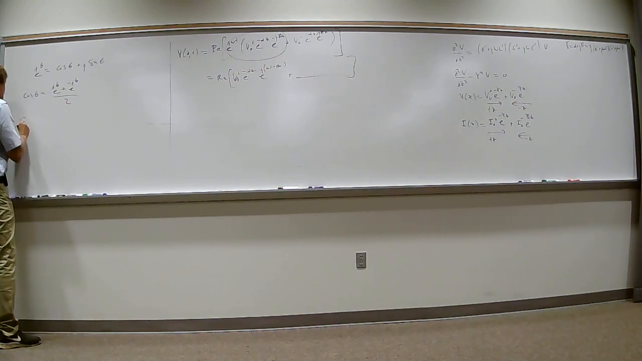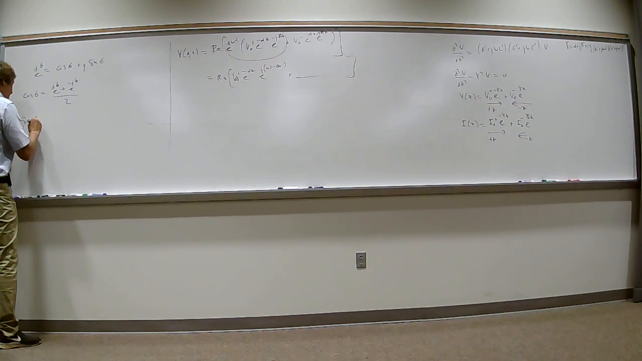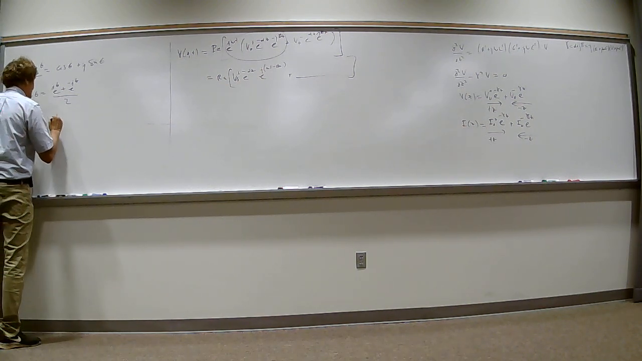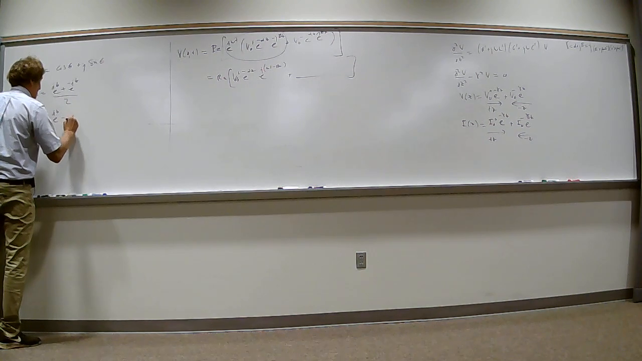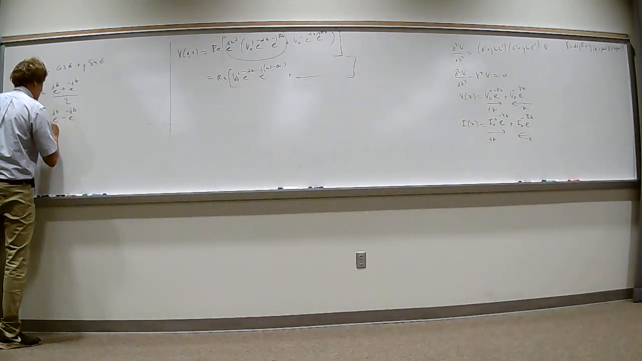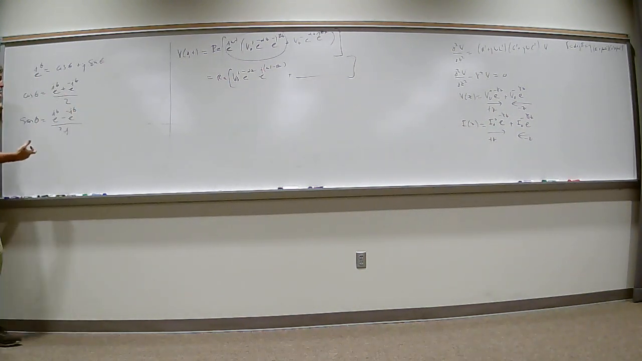And the third is the sine of theta is equal to e to the j theta minus e to the minus j theta over 2j. These are all forms of the same thing. Do you all remember this? This has to do with a unit circle.